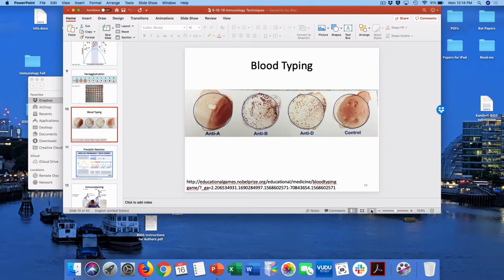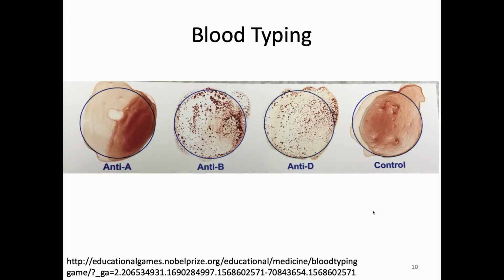Yes? So what is the RH? Is it another kind of carbohydrate or is it like a protein? It's called the RH antigen, and the RH antigen is another carb.